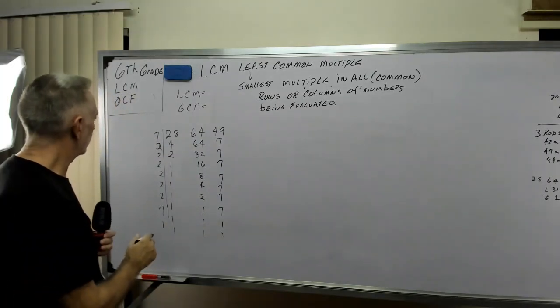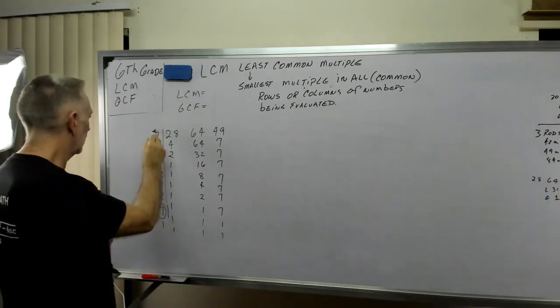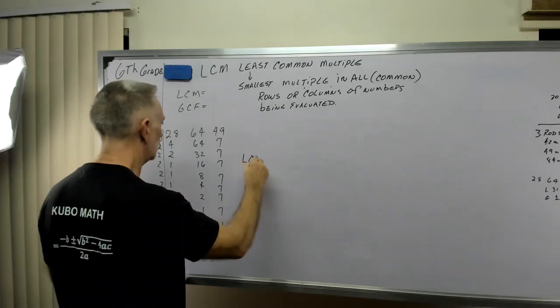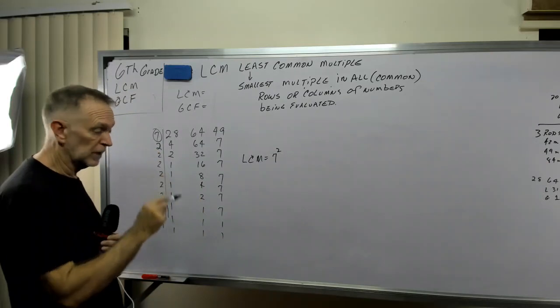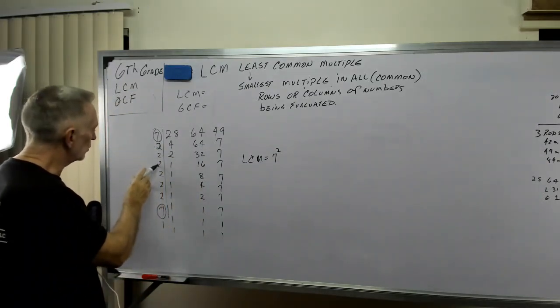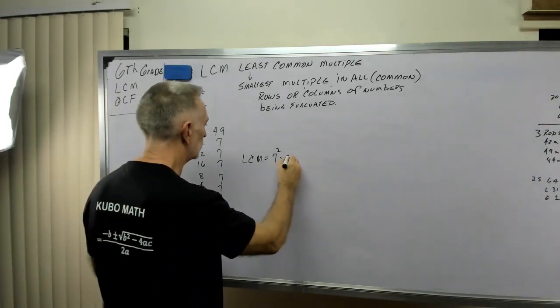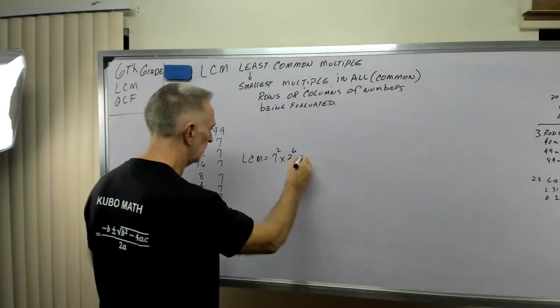Now what do we have? So we have 7 times 7. So I have these two. So this is my least common multiple. So I have 7 squared, 7 times 7, right? 7 to the 2nd power. 1, 2, 3, 4, 5, 6. Times 2 to the 6th power times 1.